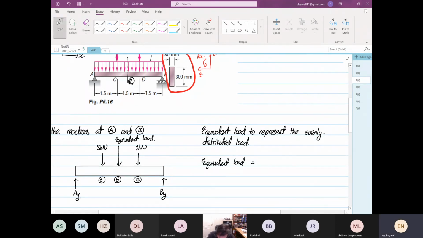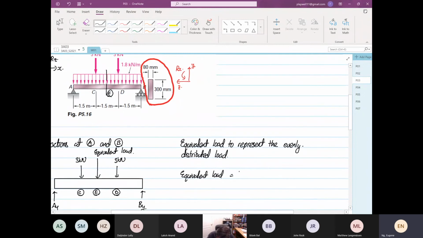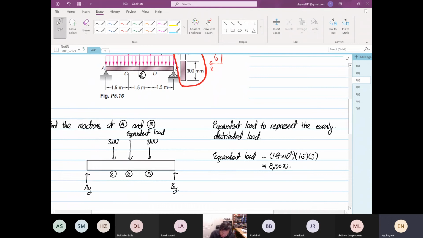will be equal to 1.8 times 10 to the power 3 multiplied by 1.5, which is equal to 8,100 Newton. So the equivalent load is 8,100 Newton.